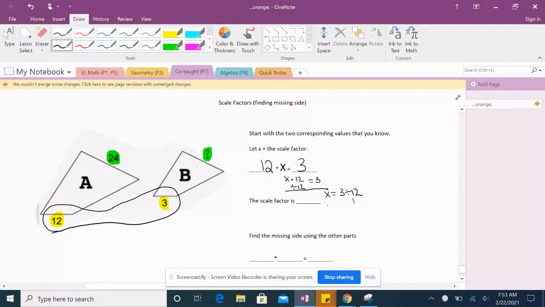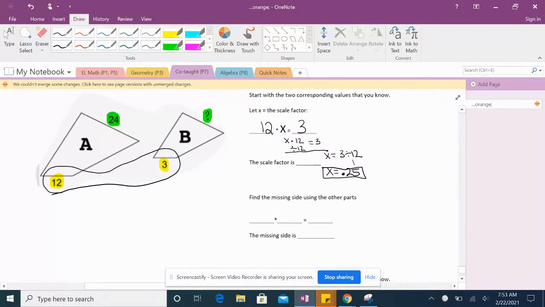And 3 divided by 12 means the scale factor is 0.25. So, tiene que backtrack. Y 3 dividir por 12 no es 4, es 0.25. So the scale factor is 0.25. So now we find the missing side using the other parts. So ahora tenemos que usar los partes en verde para encontrar el valor que falta.